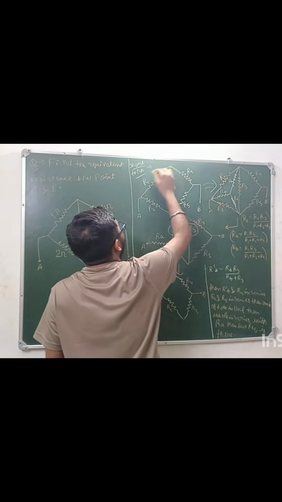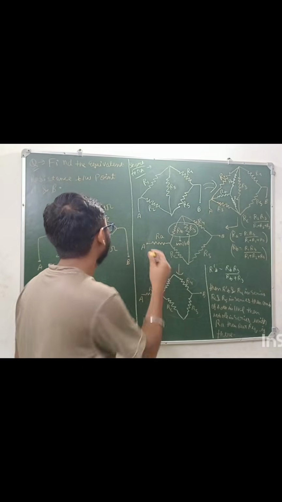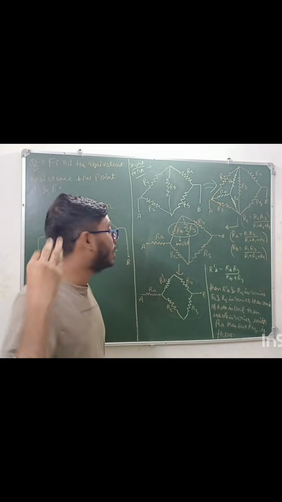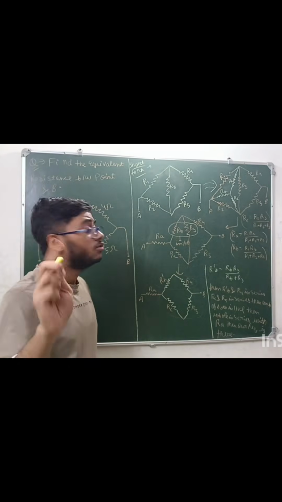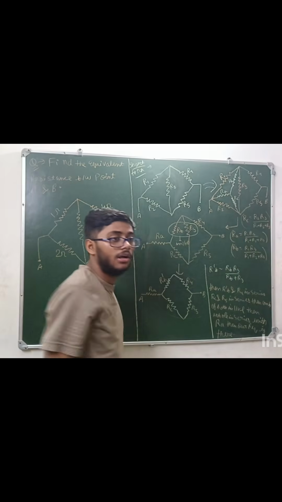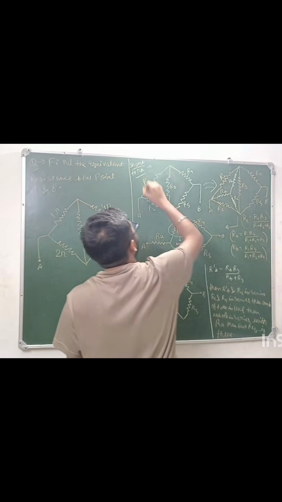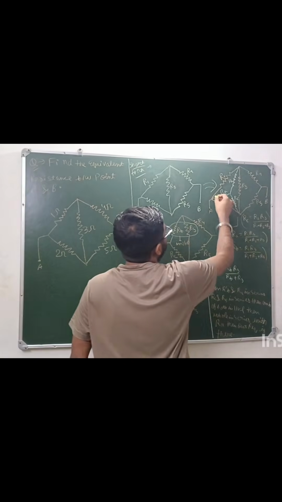Whenever an unbalanced Wheatstone bridge is given and you need to find the equivalent resistance between the two points, you know the condition for the unbalanced Wheatstone bridge: R1 by R2 should not be equal to R4 by R5. For this type of question, you first need to construct a star resistance in the first delta part of the Wheatstone bridge. You will construct it like this.